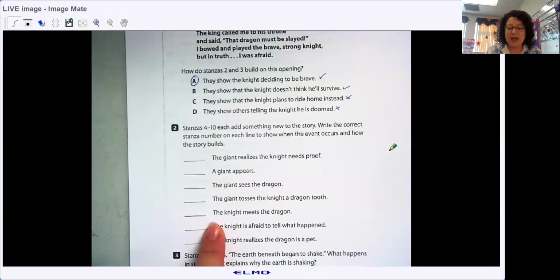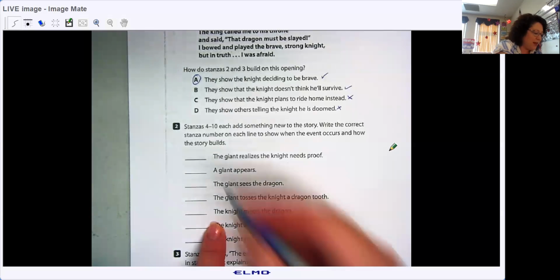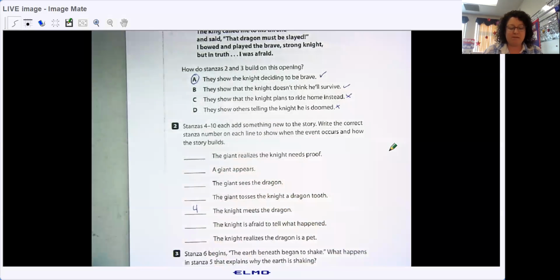Which event matches that stanza? The knight meets the dragon, right? So then I would put a 4 here. Does that make sense?